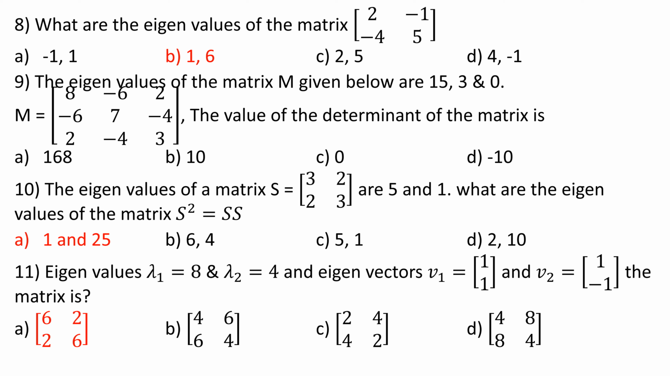Look at option A, 6 plus 6 is 12. So option A may be correct. Look at option B, 4 plus 4 is 8, which is not equal to 12. So option B is eliminated. Option C, 2 plus 2 is 4, which is not equal to 12. So option C is eliminated. And look at option D, 4 plus 4 is 8, which is not equal to 12. So clearly, directly from the first step itself, we have got that option A is correct.